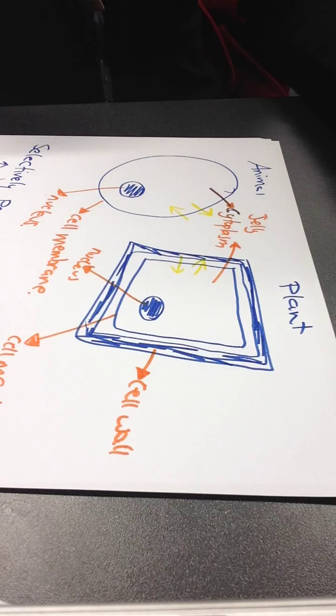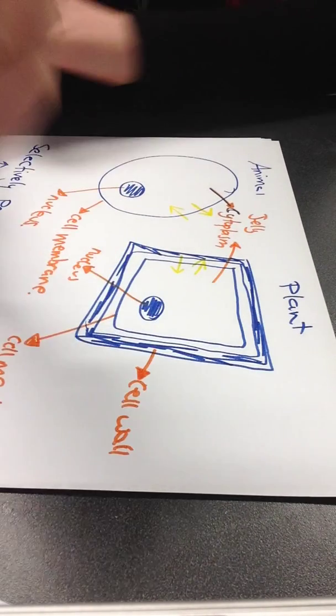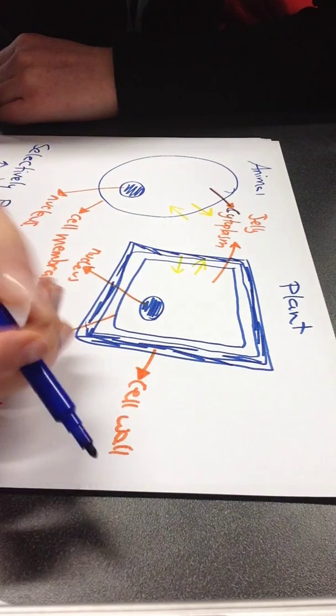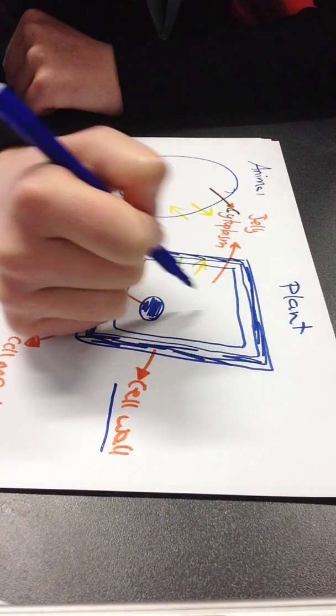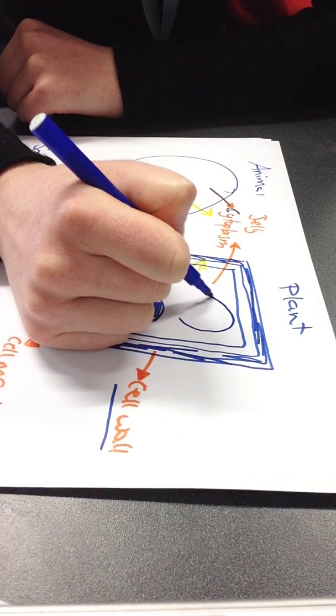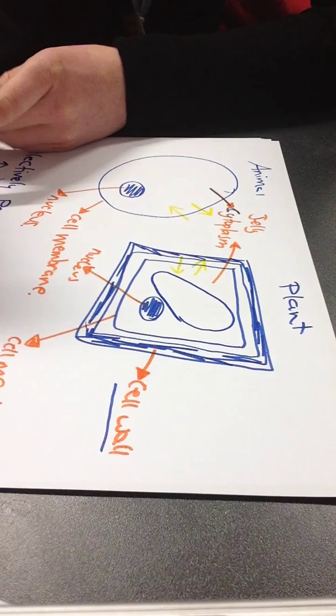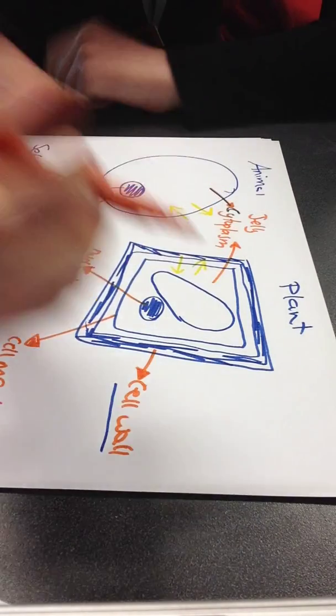So what's another thing that is important to know about animal and plant cells? Plant cells have this extra thing, so they've got the cell wall, which animal cells don't, but they've got something else, and that's called a vacuole. Now, a vacuole is basically just a big air bubble.